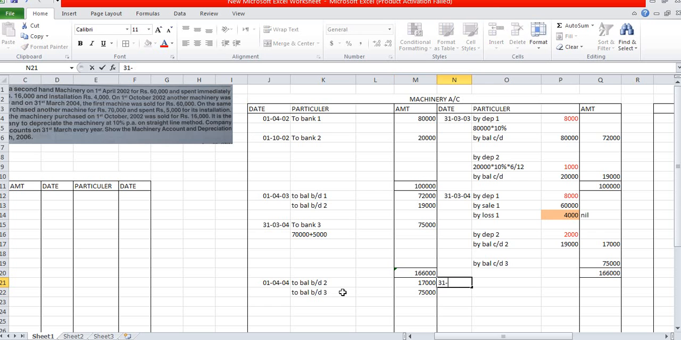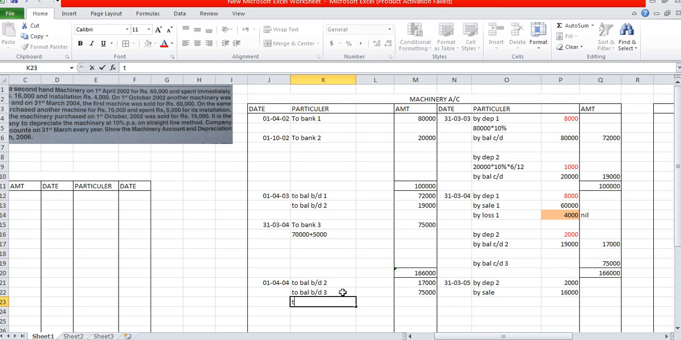On 31st March 2005, what we are doing, by depreciation for second machine, how much, 2,000 should be there. Okay, we are selling on the same date, by sale amount is 16,000. We'll get profit or loss after this: 17,000 minus 2,000, 15,000, minus, we are selling 16,000 means we will get profit.